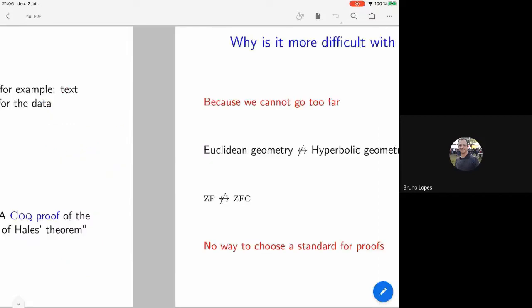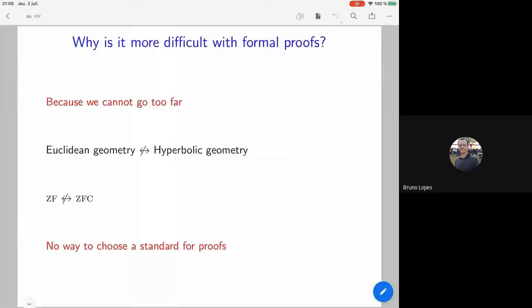So why does it seem to be more difficult with formal proofs? Probably the reason why we don't have such a standard for formal proofs is just that we are less mature than other communities, such as text processing systems. But maybe it's a little bit more difficult to define a standard for formal proofs than for text processing.